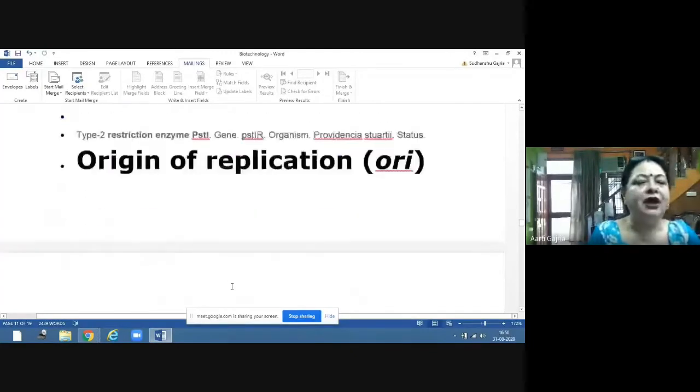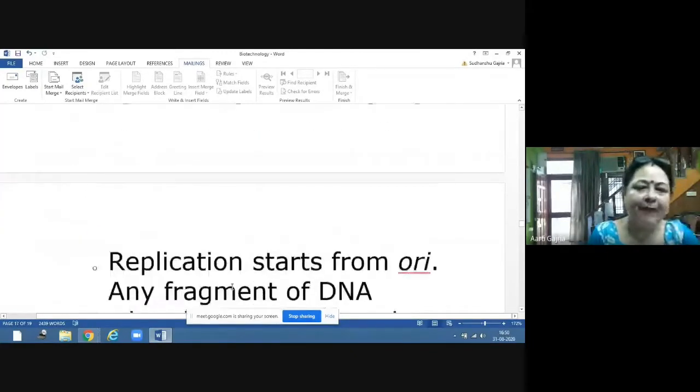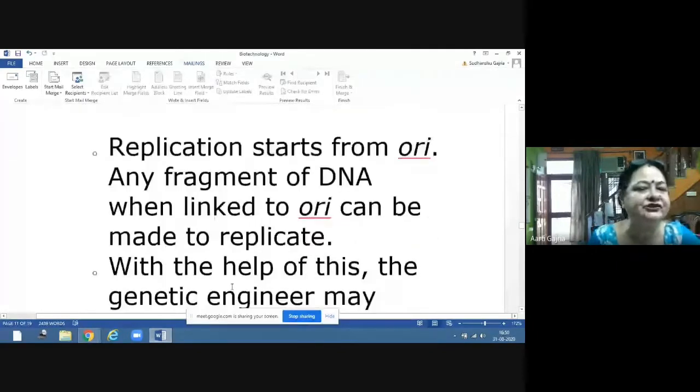Okay. Now, origin of replication. Replication starts from the origin of replication. Any fragment of DNA, when linked to the origin of replication, can be made to replicate. So, for any DNA fragment to replicate, it should be linked to the origin of replication. That is the first requirement.